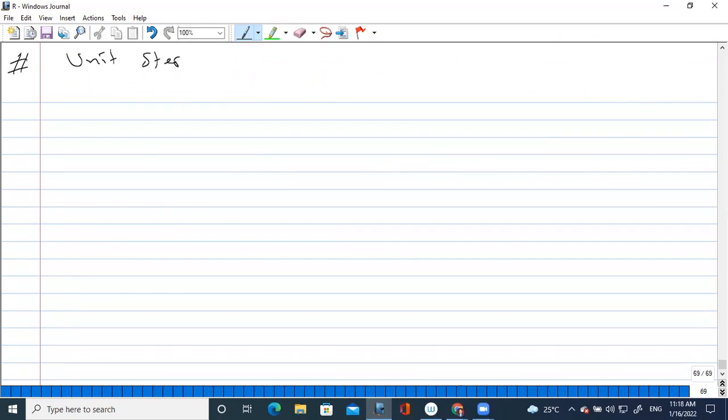Next is the unit step function. What is the meaning of unit step function? It has steps, and whenever it gets the step, its value becomes unit. So such a function is known as the unit step function.